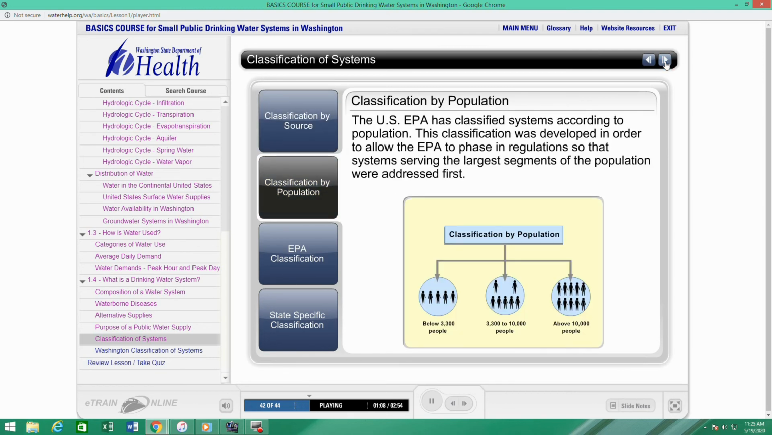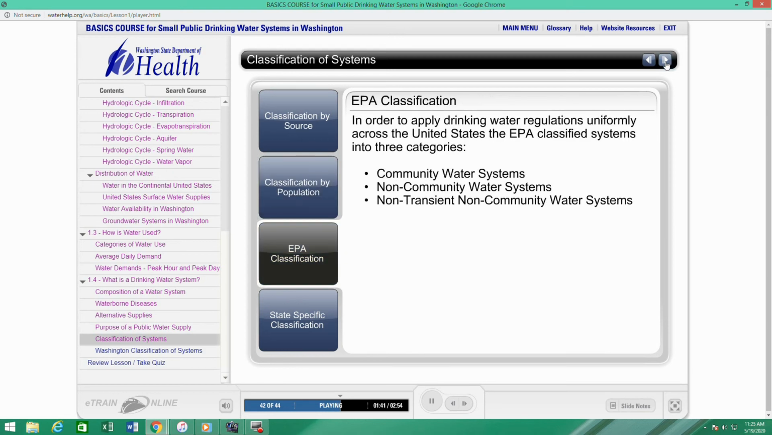Classification by population. The U.S. EPA has classified systems according to population. This classification was developed in order to allow the EPA to phase in regulations so that systems serving the largest segments of the population were addressed first. EPA classification. In order to apply drinking water regulations uniformly across the United States, the EPA classified systems into three categories: community water systems, non-community water systems, and non-transient, non-community water systems.